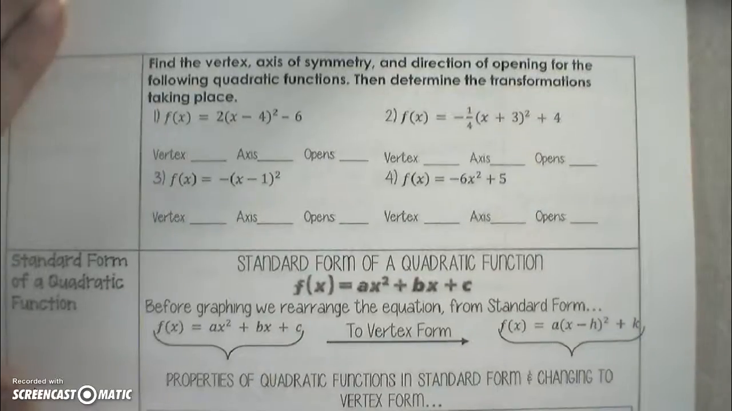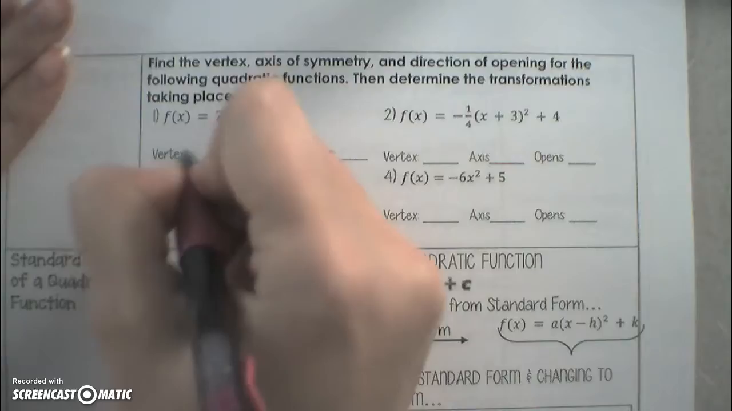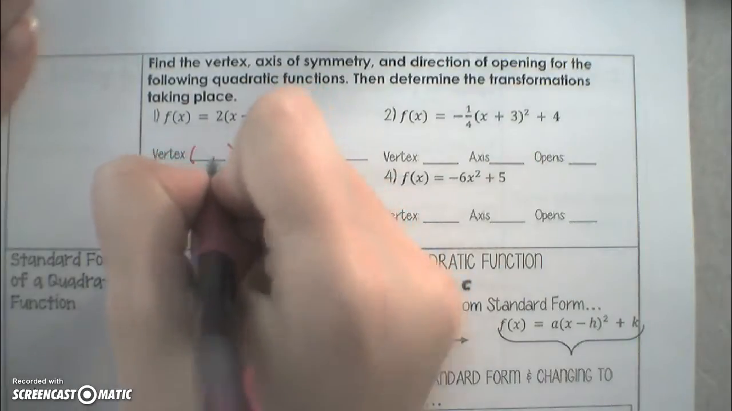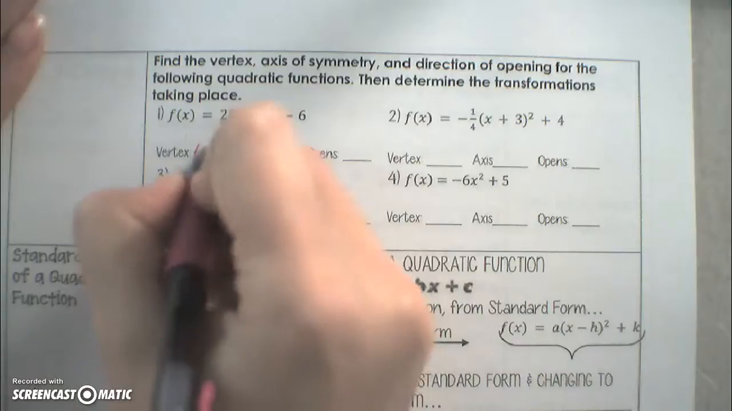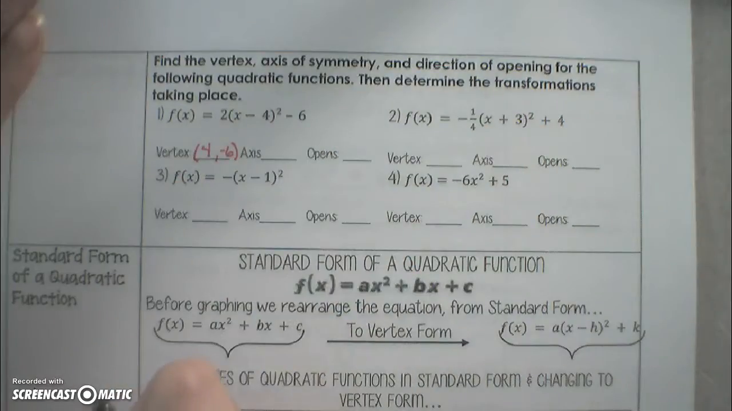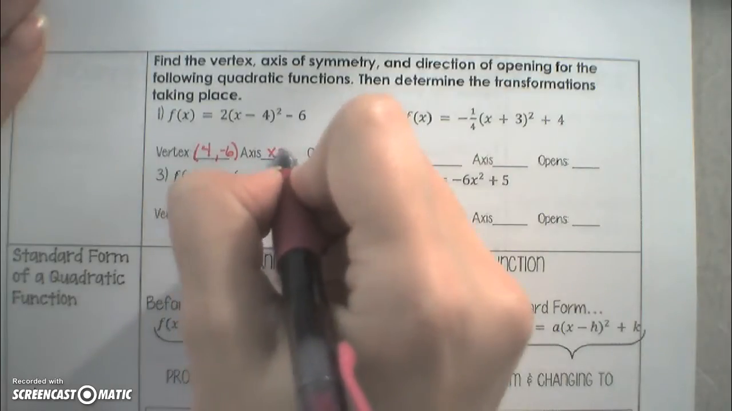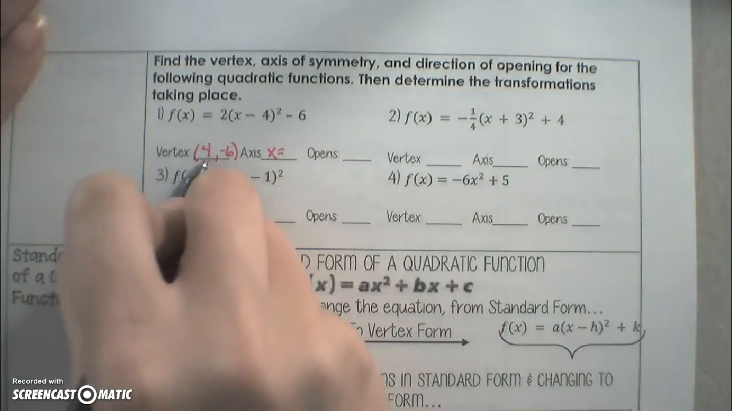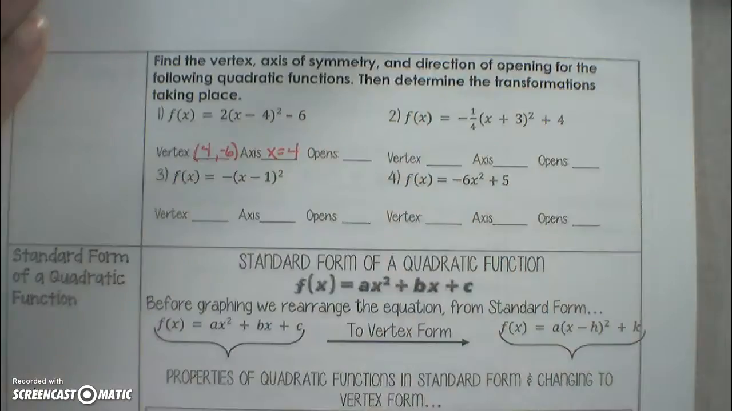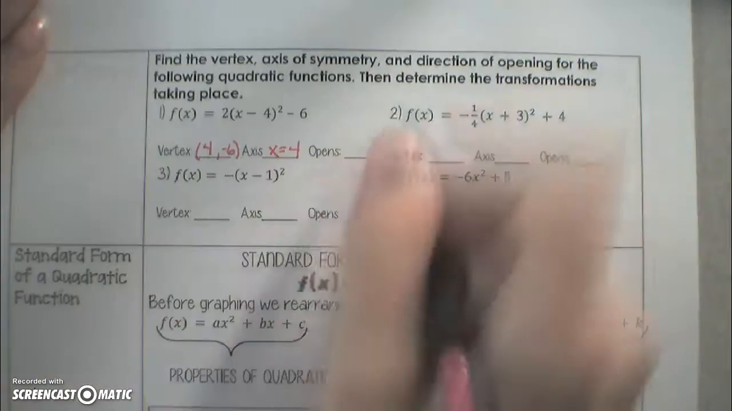Let's take a look at some examples together. For the first one, what is our vertex? Well, again, vertex is our starting point, and we want to do the opposite of the inside, so 4, and we want to bring our outside number, so -6. So our axis of symmetry is x equals, and what does x equal? 4. And does this open up or down? That's when we look in front, and that opens up since it's positive.